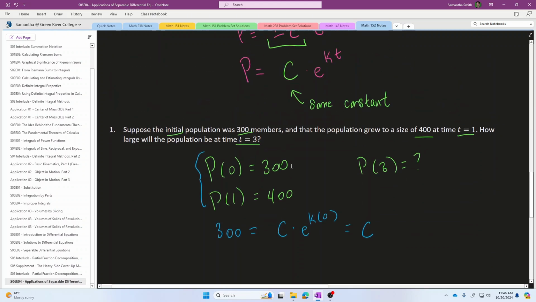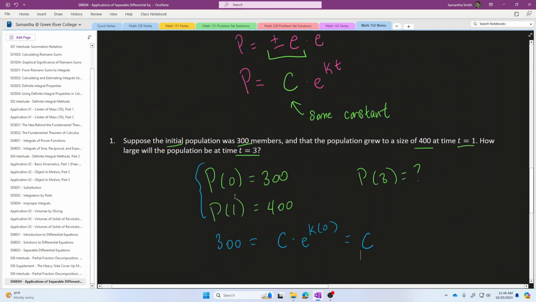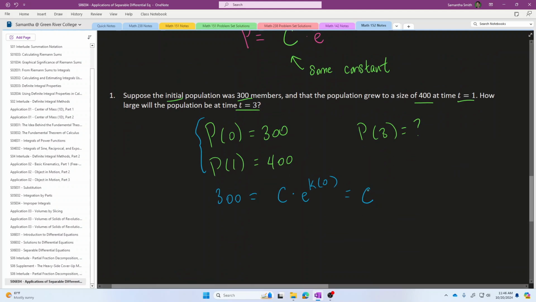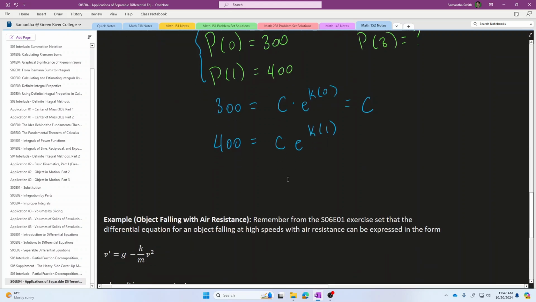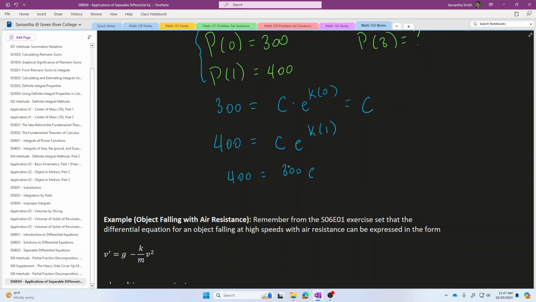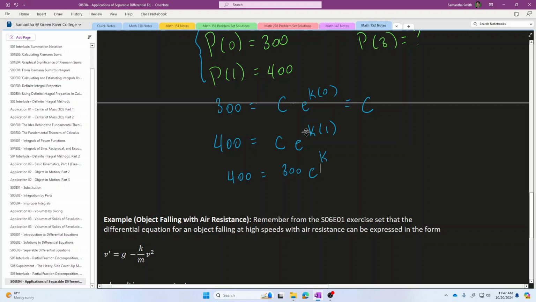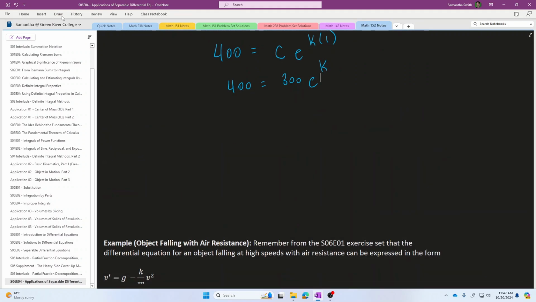Likewise, if I plug in this data point that if t is 1, the population is 400, then I get 400 is equal to c e to the k times 1. And using the fact that c is equal to 300, which we found just a little while ago, I get 400 equals 300 e to the k, which implies that e to the k is equal to 4/3.